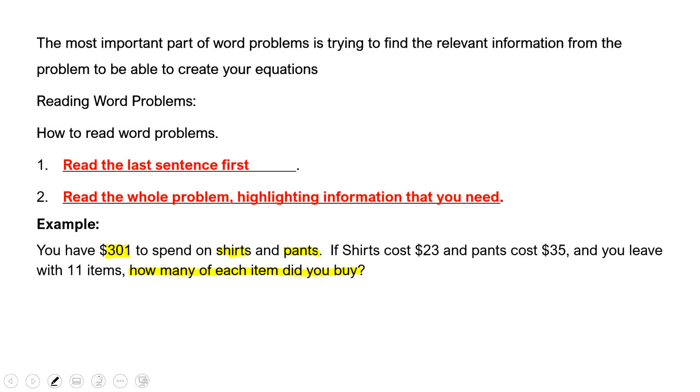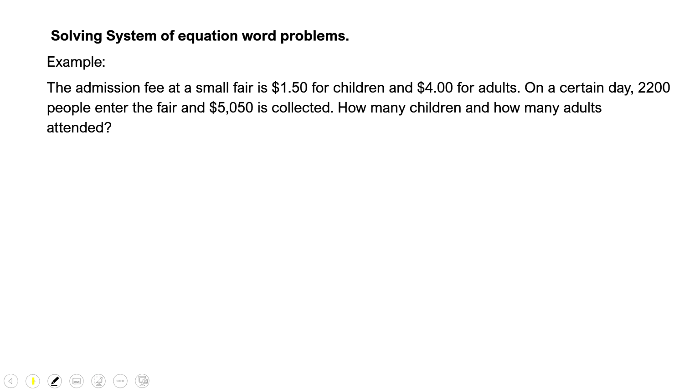Then it tells us if shirts cost $23 and pants cost $35, and you leave with 11 items, how many of each did you buy? So that's what we're going to do. We're going to pull that kind of information out. As you're going through it, that's what you're going to do. Make sense? Okay.